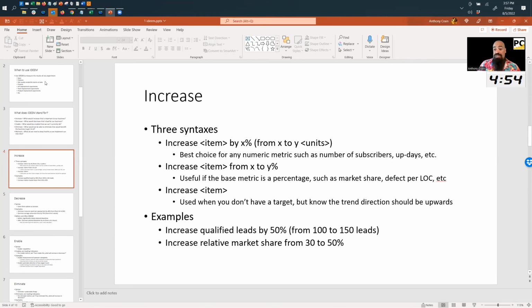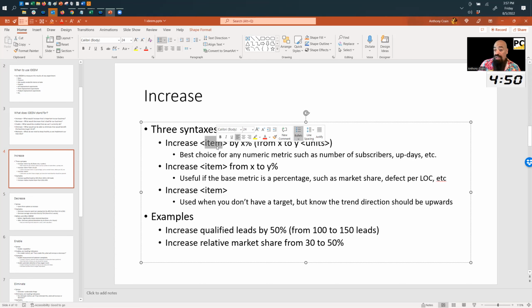So for increase, we have 3 syntaxes. Increase whatever it is you're trying to increase by some percentage from X to Y units. And this is the best choice if you have numbers that you can work with. Sometimes you're working with a percentage though, like market share. You want to increase that by 10%. So in that case, you don't need the X to Y units because you're already working with percentages. So you just say what percentage you're trying to change.